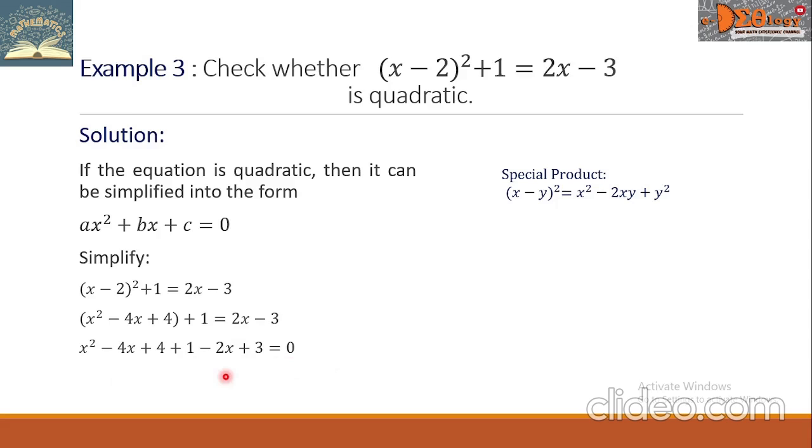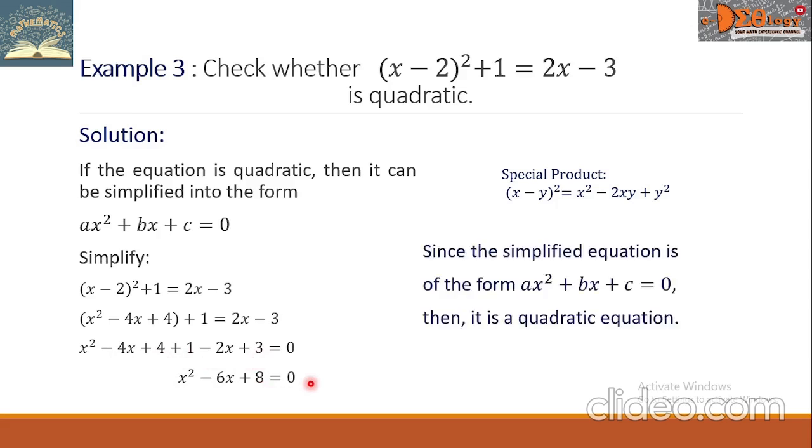We combine like terms. We copy this x squared down. We combine negative 4x and negative 2x, which becomes negative 6x. Then the constants 4 plus 1 plus 3 becomes 8 equals 0. Since the simplified equation is of the form ax squared plus bx plus c equals 0, then it is a quadratic equation.